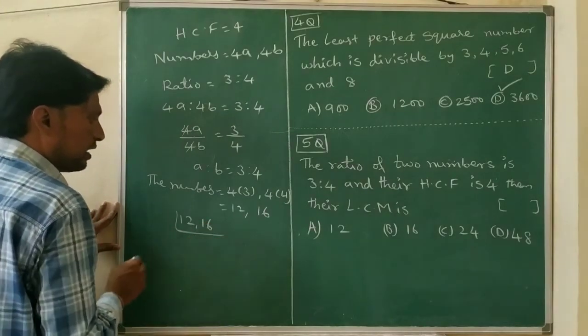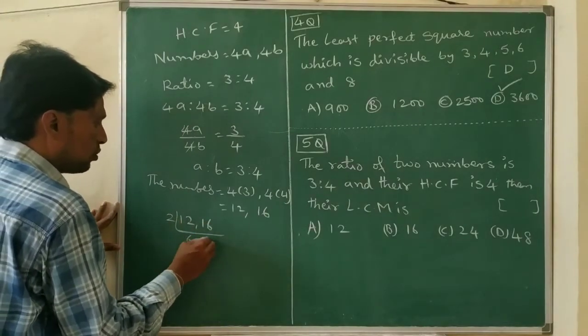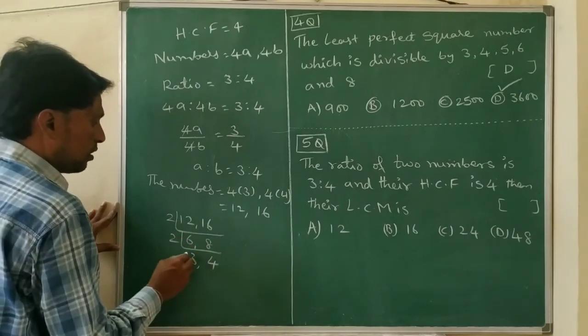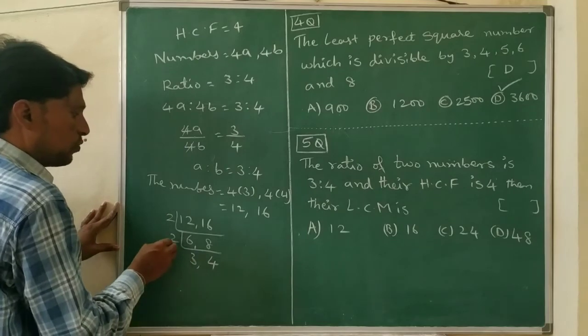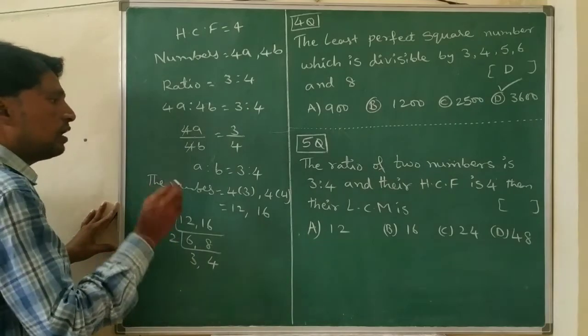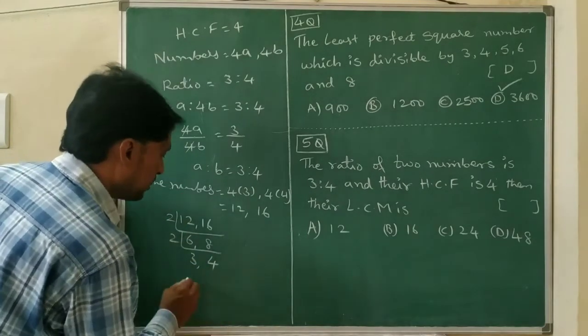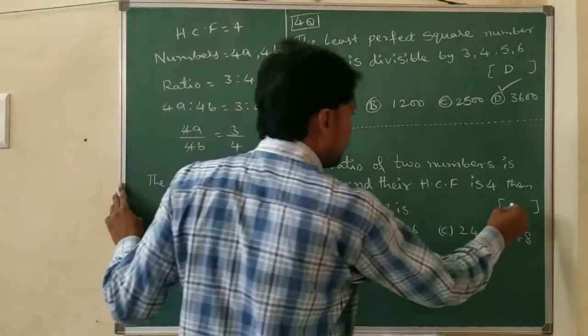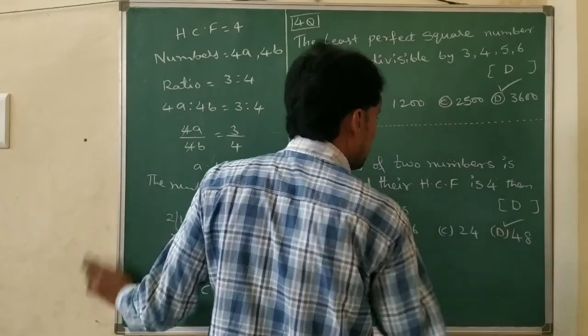Now you can take the LCM. So we need to find the LCM of 12 and 16. 2 sixes are 12, 2 eights are 16, 2 threes are 6, 2 fours are 8. 4 threes are 12, 12 twos are 24, 24 twos are 48. So we are getting the LCM as 48. 48 means this option D is correct.